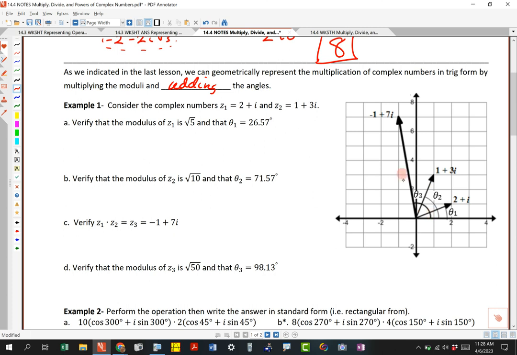So multiplying the two of those makes it this long, adding the two angles together makes that theta 3 there. Okay, that's what we talked about yesterday. Okay, so we're going to do some verifying here.